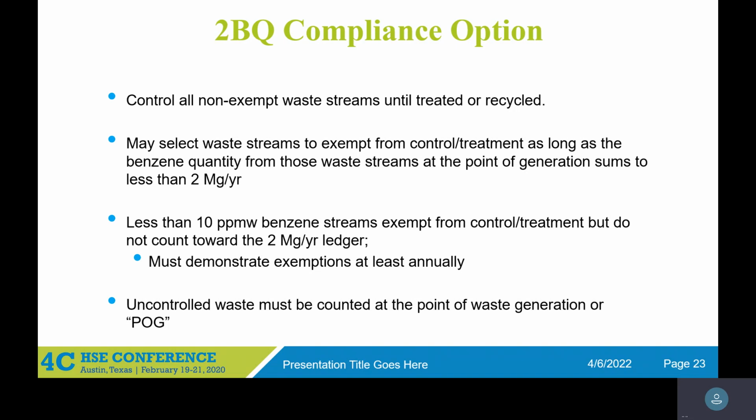And what I said, uncontrolled waste is counted at the point of generation, just like the TAB. Once it exits the process, it goes to a waste management unit. The TAB and the 2BQ are calculated the same way. Why did I say that the EPA doesn't like this option? Because you have to imagine it, it's like you have 2 megagrams of uncontrolled stream and they go and check. They take a sample at the end of the line, they go and check and they say, oh, it's 4, you're out of compliance. And you're like, no, I have 1.5 that is uncontrolled and the other one is all these diluted streams that add up, right?